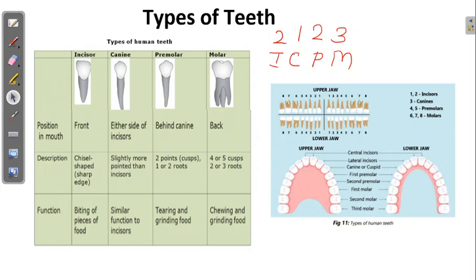Okay, in one half of your jaw, like in your upper jaw or your lower jaw, you will have two incisors, one canine, two premolars, and three molars. That is one half of your jaw. In the other half, the numbers will be duplicated.